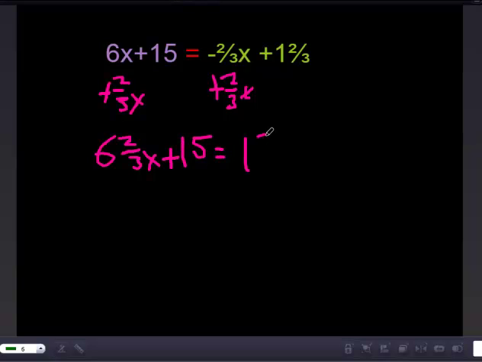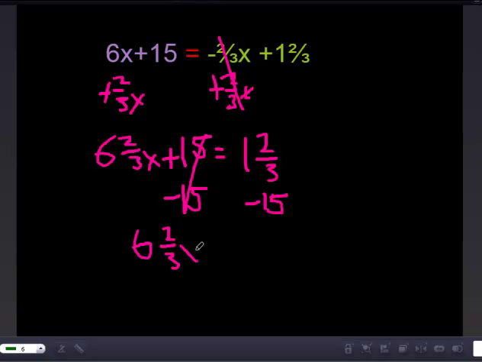Equals 1 2/3. So that went bye-byes and came over here. Now we would have to subtract both sides by 15 minus 15. 15 moves, so then we're left with 6 and 2/3 x equals, once we subtract these, we get negative 13 and 1/3.